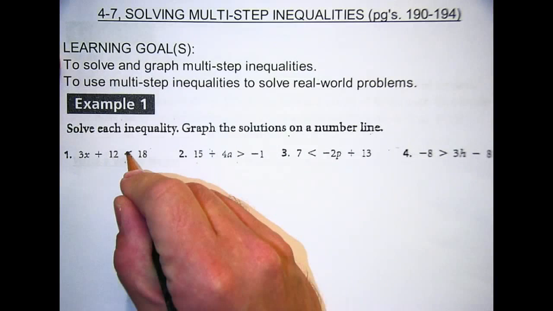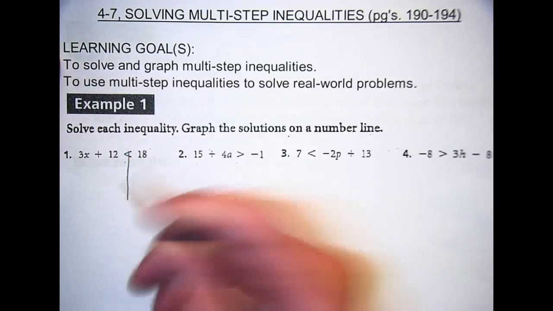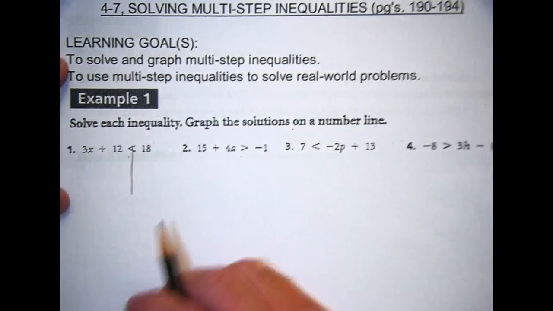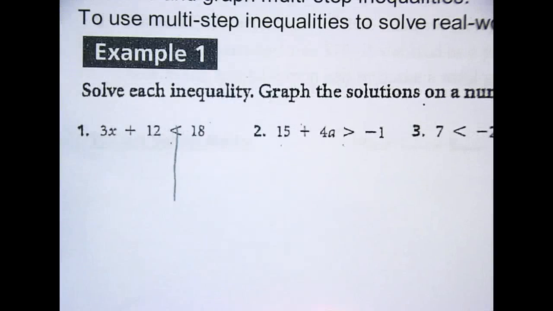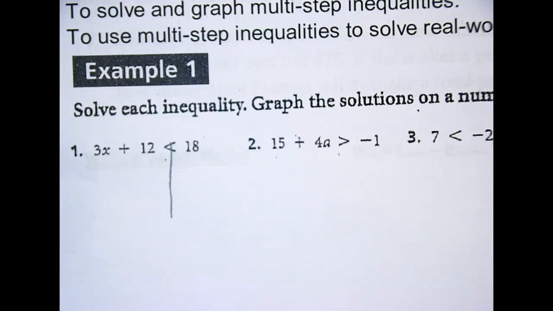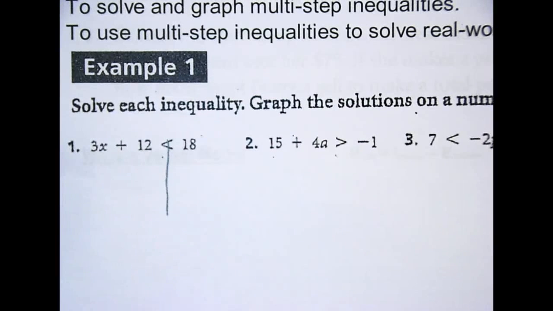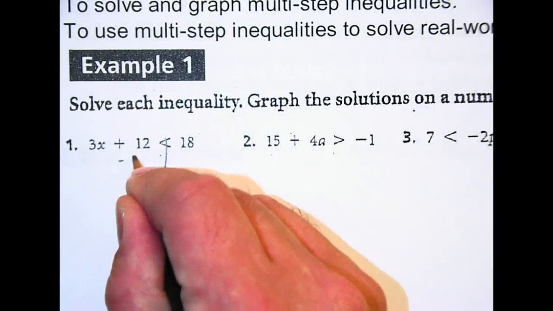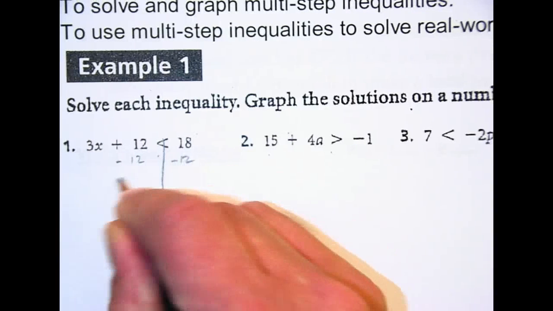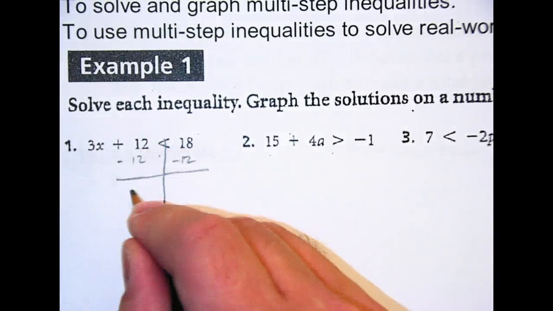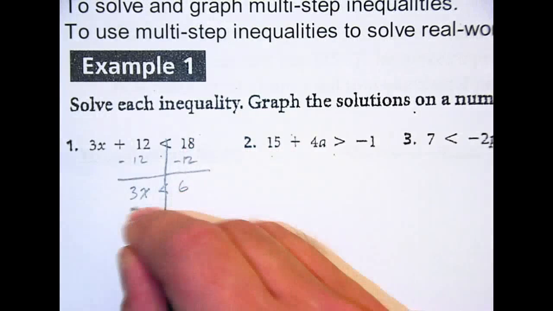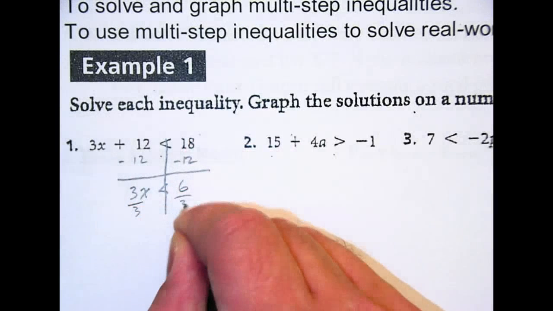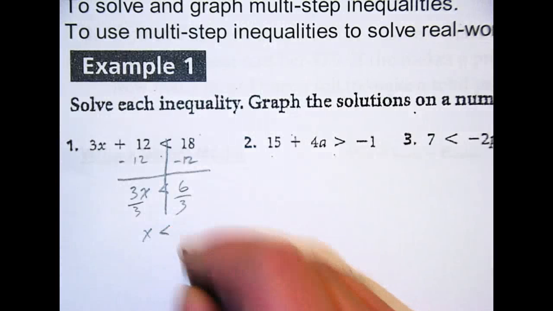All right, so the difference between last week and this week, we kind of zoom in on number one there. Solving each inequality and graphing the solutions on the number line. We're going to start by subtracting our 12. Just kind of go through the same process as we would when we solved equations. And then divide by 3. We get x is less than 2.